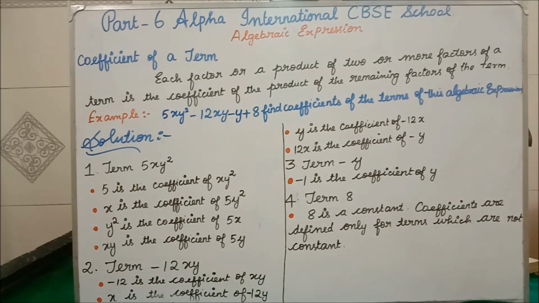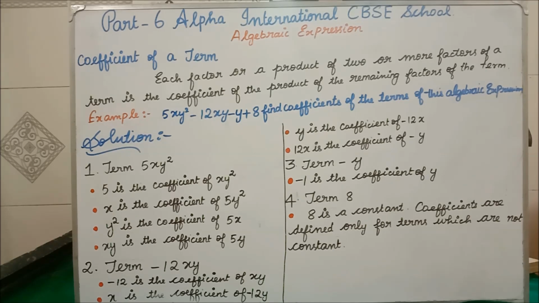Clear, all of you? Now you see the second term. The second term is minus 12xy. Okay, minus 12 is the coefficient of the remaining factors, xy, so we write xy. Clear? Similarly, if we take x alone, x has as its coefficient the remaining terms. What do we have? Minus 12y. That is the coefficient of x.